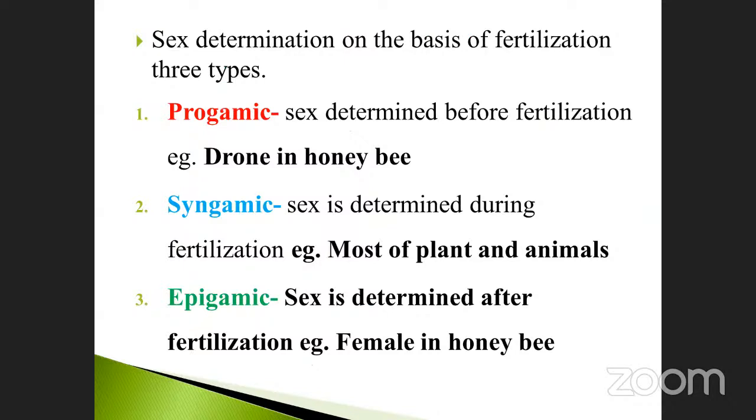And what are the types of sex determination on the basis of fertilization? There are 3 types reported: progamic, syngamic, and epigamic. Don't forget, my dear students. Progamic is before fertilization, syngamic is at the time of fertilization, and epigamic is after fertilization. Already you know the examples, and we already discussed those things.